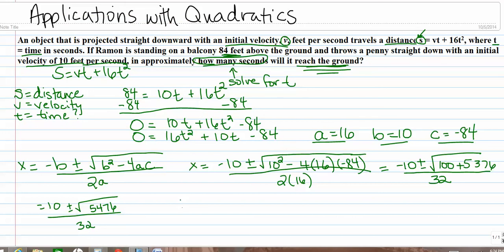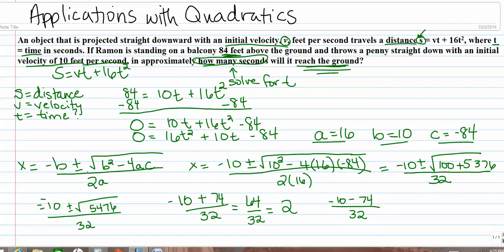So I'm going to have 10 plus 74 over 32. Oh, I'm sorry, negative 10. And I'm going to have negative 10 minus 74 all over 32. I'm starting to think ahead a little bit. And what I'm thinking ahead to is right here. Negative 10 plus 74 gives me 64. 64 divided by 32 is 2.